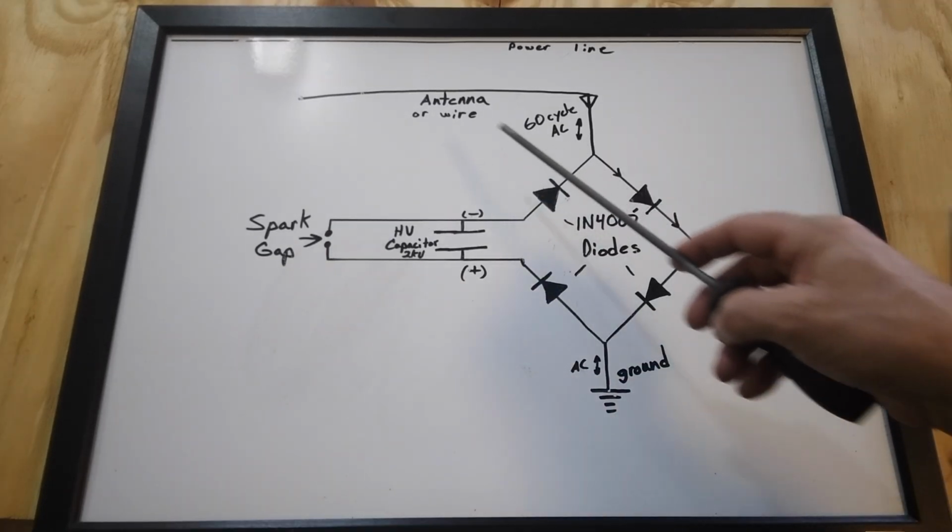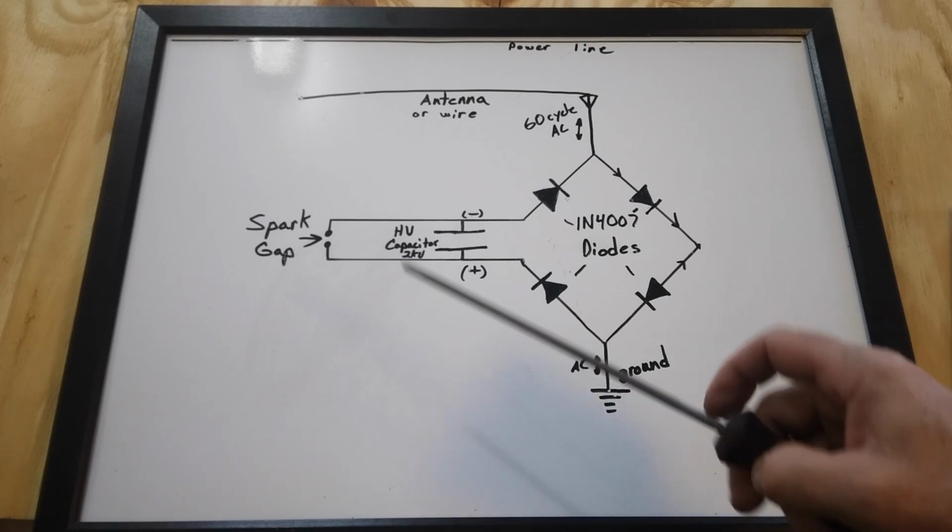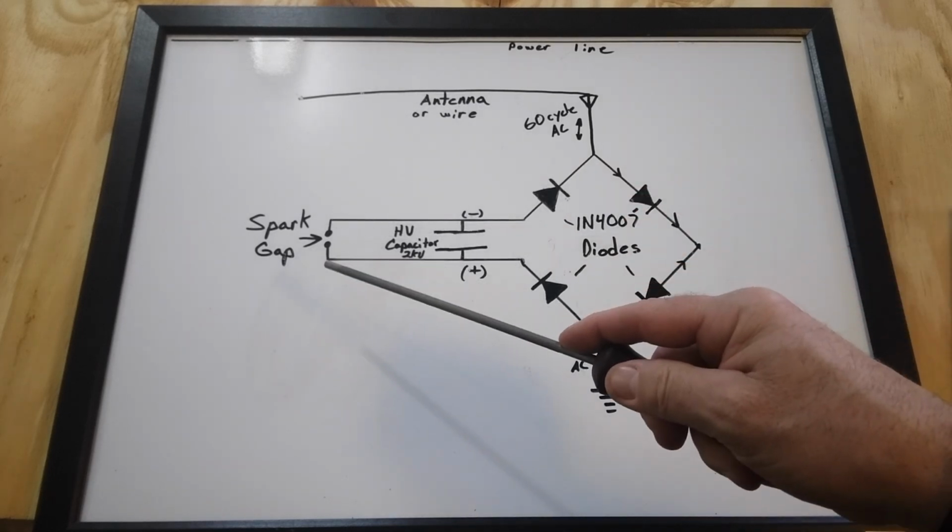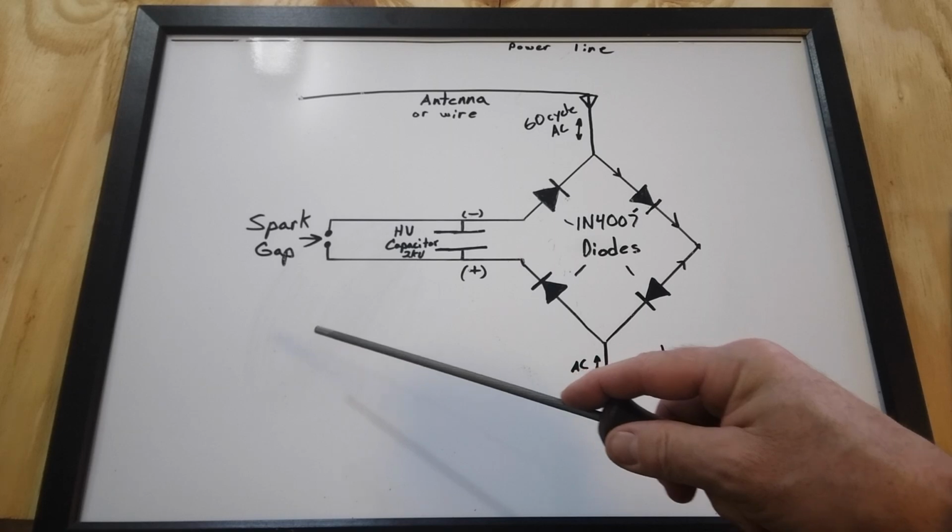And I chose to go with this spark gap circuit because I think it'll be easier to reduce the voltage by putting it through an inductor, but that'll be in a later video.